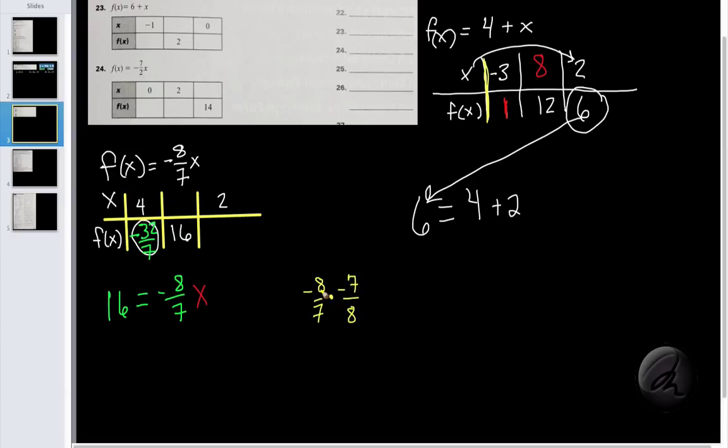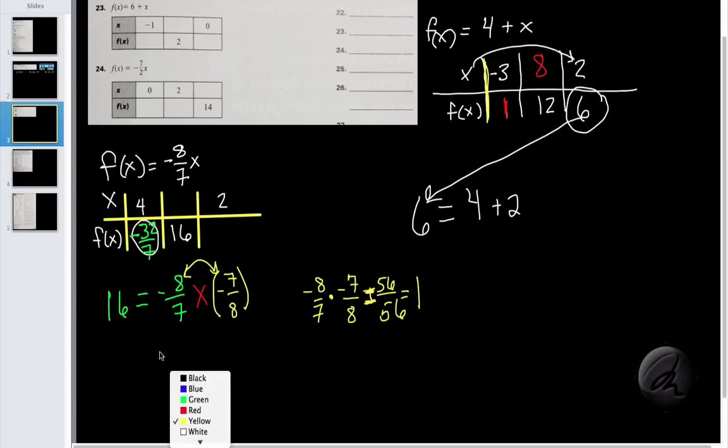7 over 8. Because negative 8 times negative 7 is positive 56, and then 7 times 8 is 56. Oops, that should be a positive. So 56 over 56 equals 1, and 1 times x is just x. So then I would multiply again by the reciprocal, and these two numbers multiplying together will give me 1. So that leaves this side of the equation as equaling x.